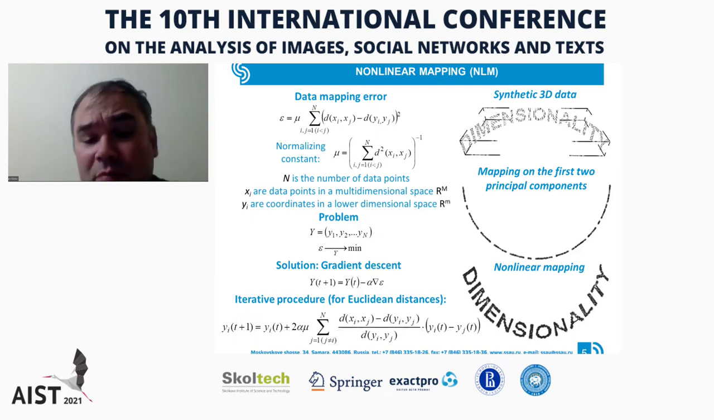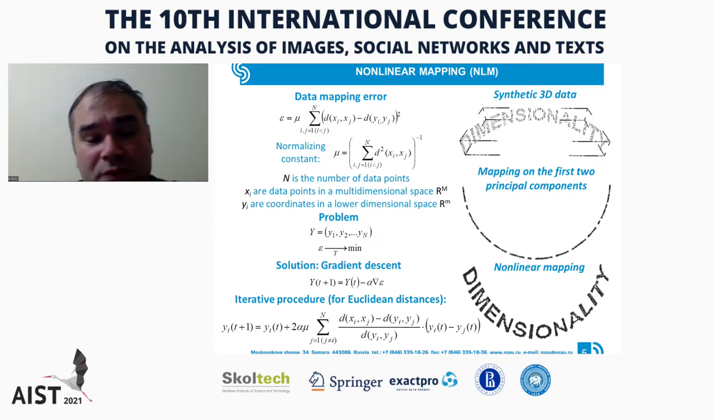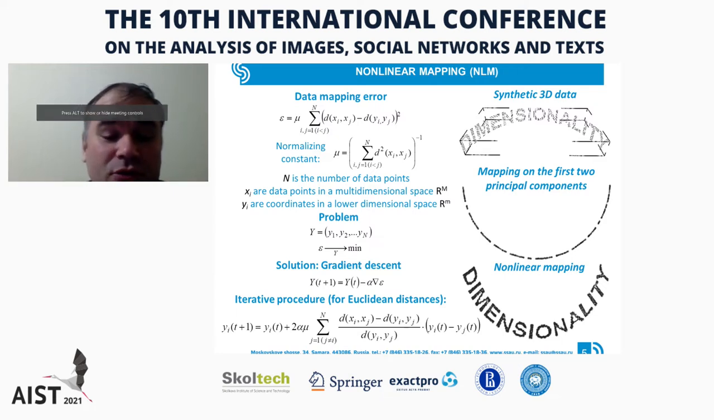The nonlinear mapping technique allows us to see both global structure and local structure also. In this kind of technique, we usually introduce some data mapping error and use an appropriate optimization technique to reduce this error, for example, the gradient descent technique.